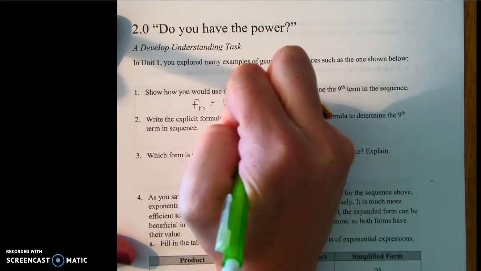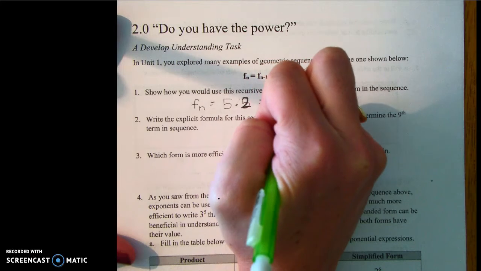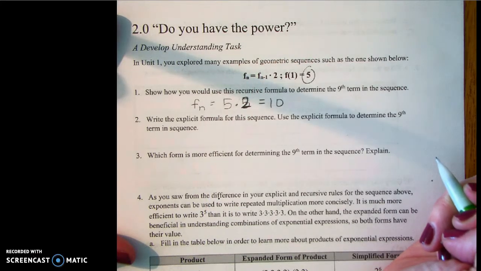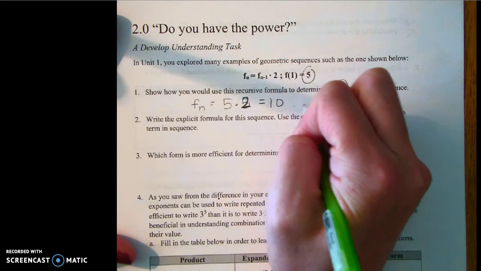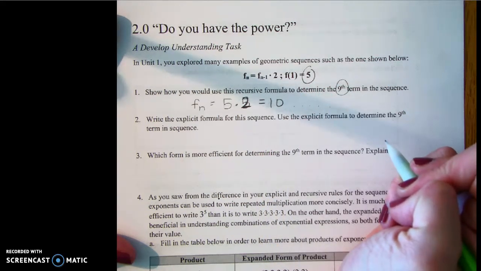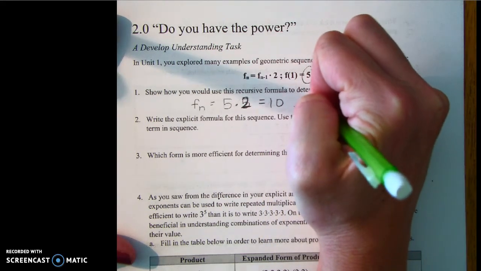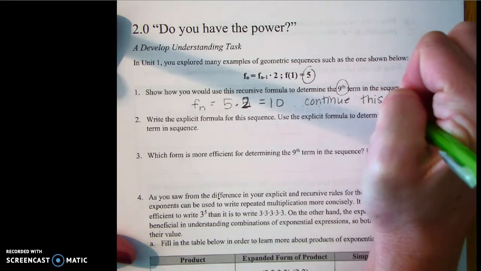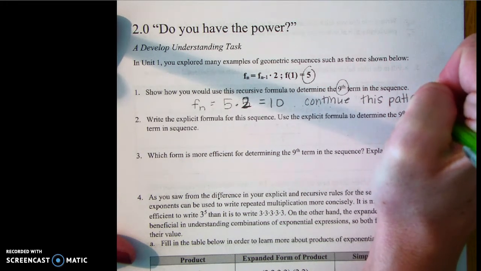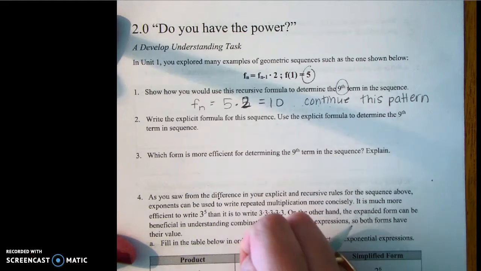Oops, not by 5, by 2. So my next term is 10. Of course, to find the ninth term, I'm going to have to do that 7 more times to find the ninth term. So I would continue this pattern. It's much easier to use the explicit formula.